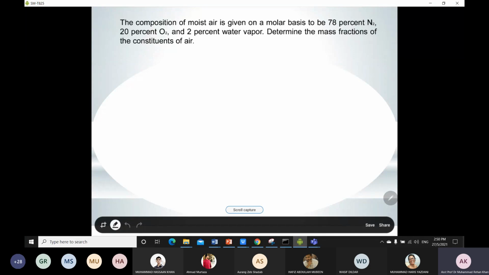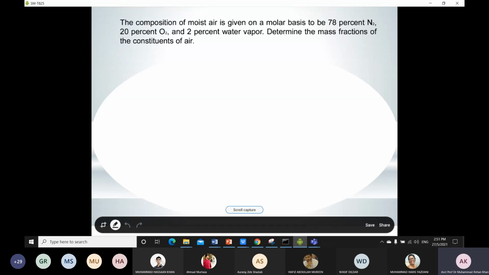Okay, so now coming towards another question, which is from your book, 13-10, I think. First you have to read the statement. The composition of moist air is given on a molar basis to be 78% N2, 20% O2, 2% H2O. Determine the mass fraction of the components of the air.